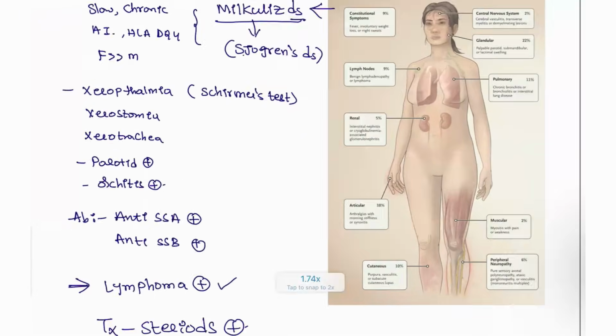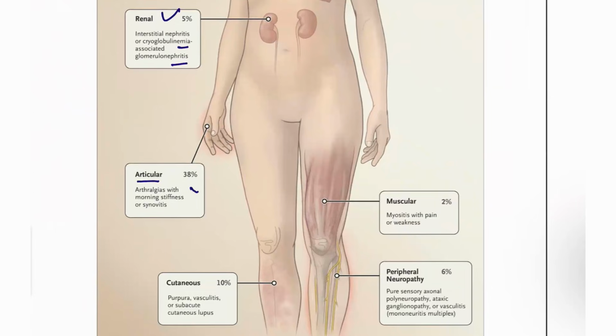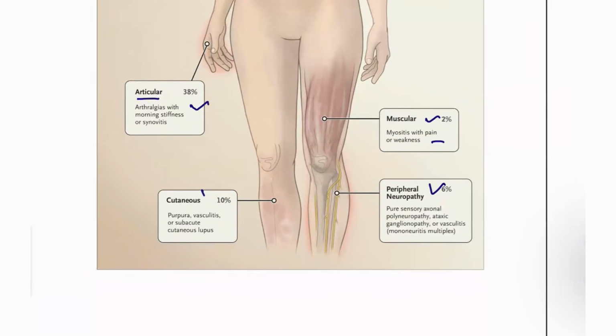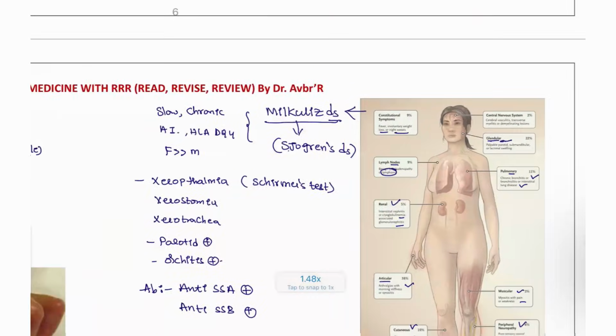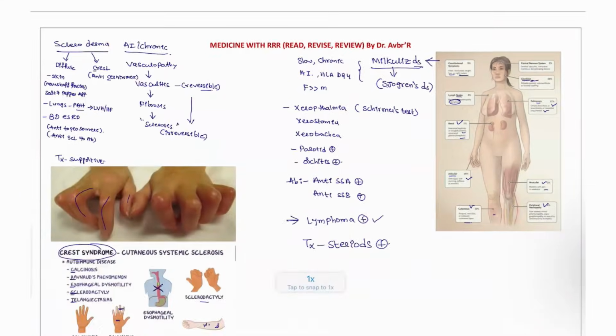And here you can observe the constitutional symptoms: weight loss, night sweats, and the parotid glands swelling, and pulmonary bronchitis, lung disease will be seen. Lymph nodes will cause lymphoma. Renal involvement will be with vasculitis and glomerulonephritis. Articular: recurrent arthralgia; muscular: myositis. Peripheral neuropathy, cutaneous purpura and subcutaneous lupus will also be seen in this patient. This is known as Sjogren's or Mikulicz disease. And these are some of the important topics of your rheumatology.